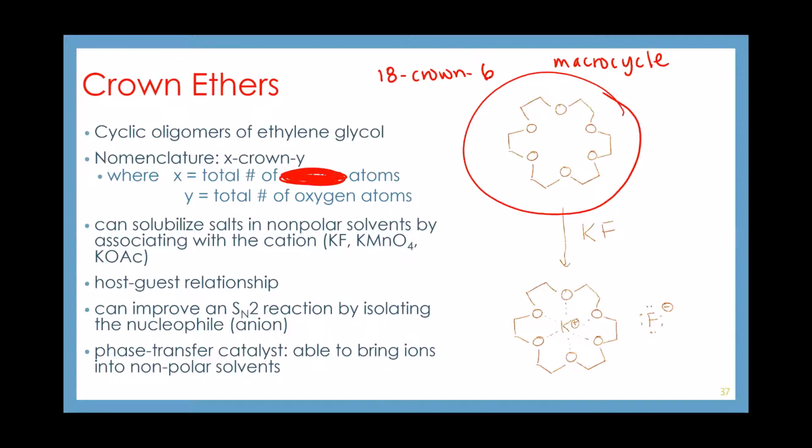Okay, so oxygen and carbon. Yes, so you would add up all the atoms that are in the cyclic arrangement, not including the hydrogens, because they're not part of the cyclic arrangement. So, okay, total number of, oops, that was meant to be a C, that was bad. Carbon and oxygen atoms. I apologize, just cross that part out in your notes. Okay. So 18 crown 6 would be the name of this one.